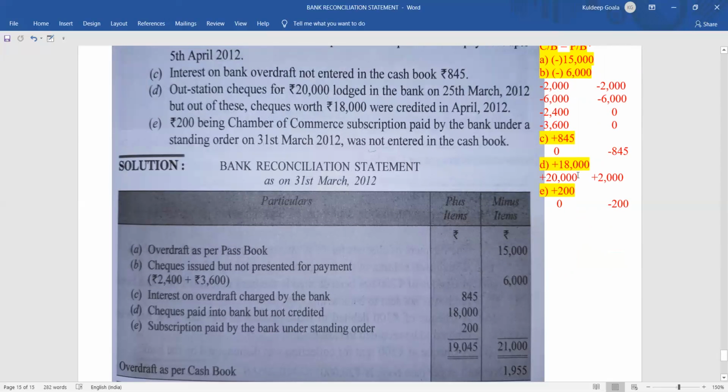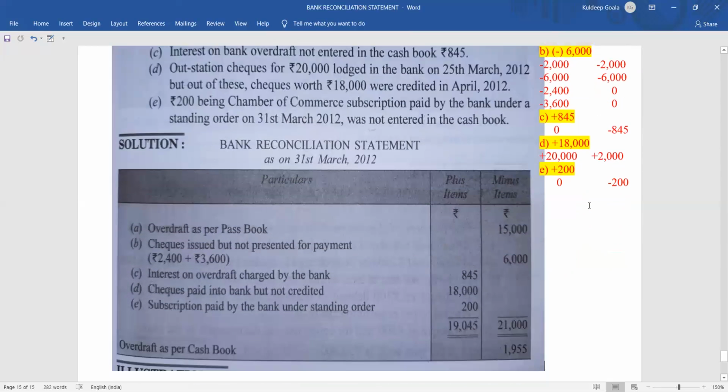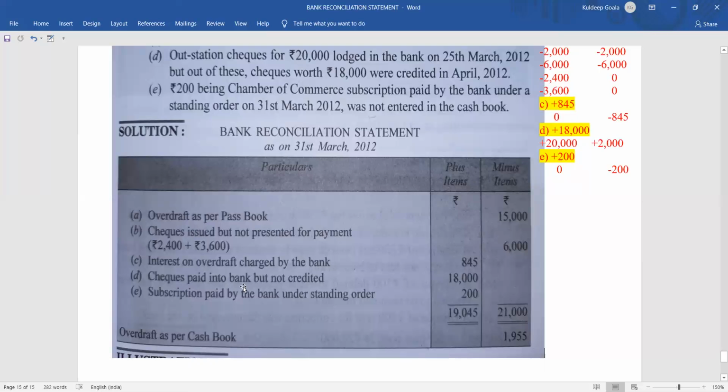It is plus 18,000. So this plus 18,000, how are we going to show? Outstation check not collected by the bank till March 31st, plus 18,000. Just see here, check paid into bank but not credited, or check not collected by the bank till March 31st, same thing you can write down. Plus 18,000 in the plus item.